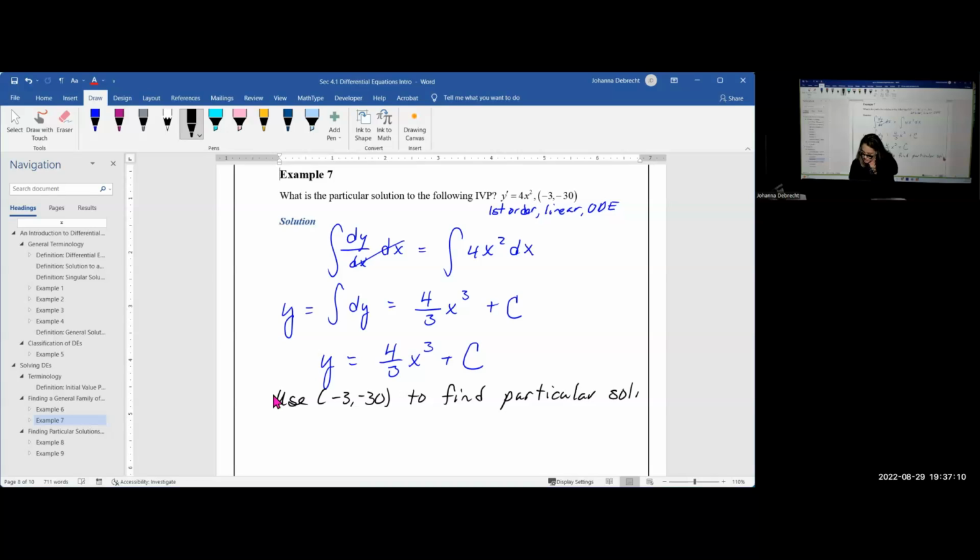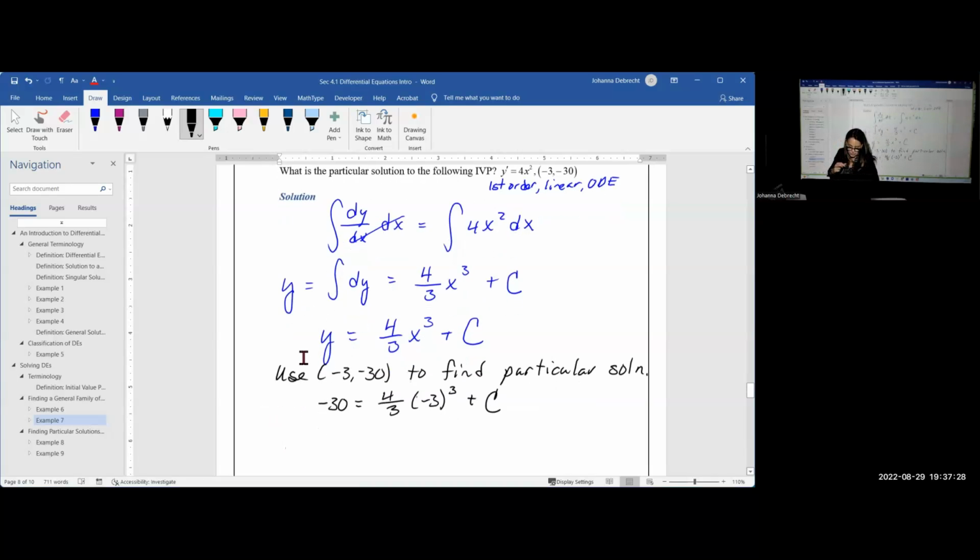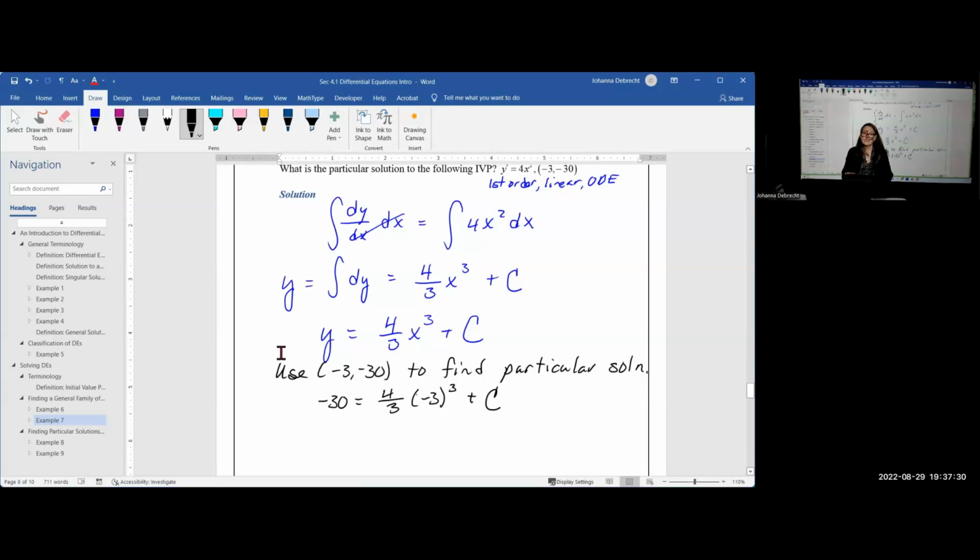Right, the unique one. Okay, so this tells me that when x is -3, y is -30. So I substitute those values into the general solution. -3 cubed will give me -27, divided by 3 would give me -9, times 4 would give me -36. So I get -30 equals -36 plus the constant.